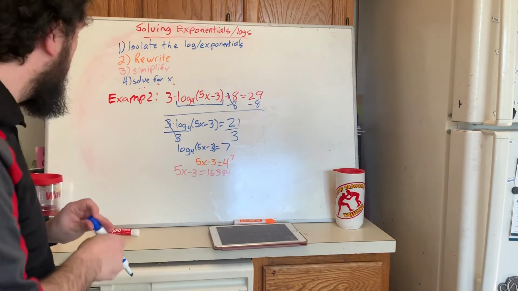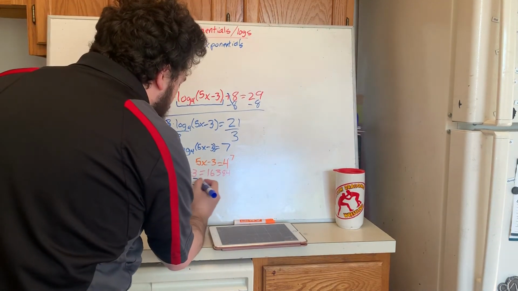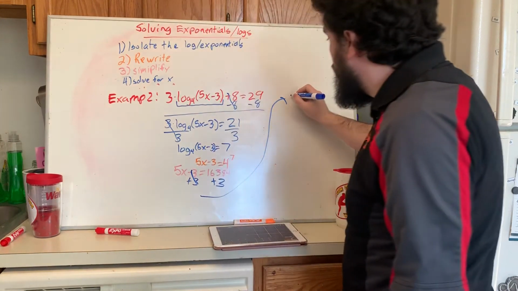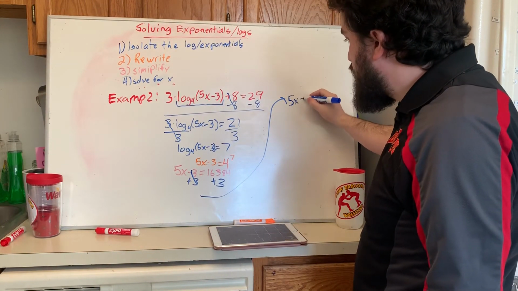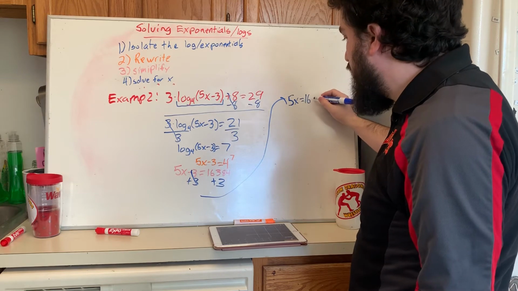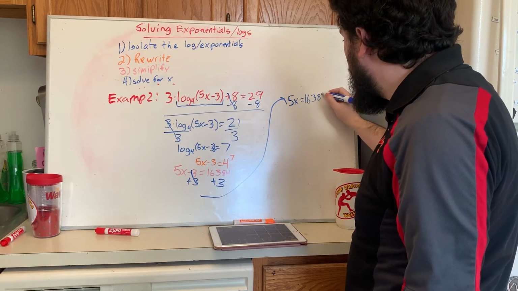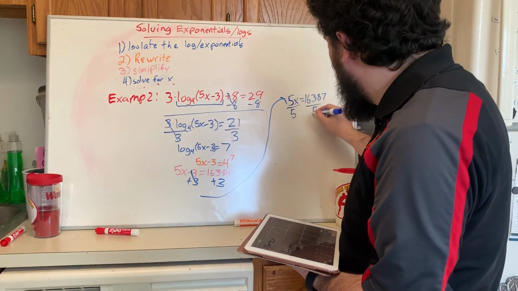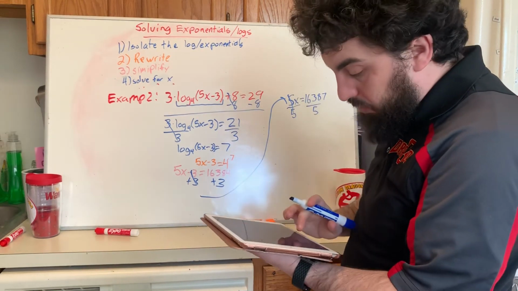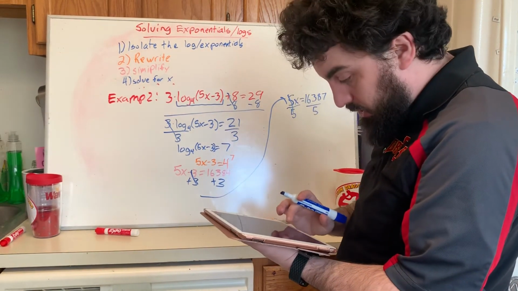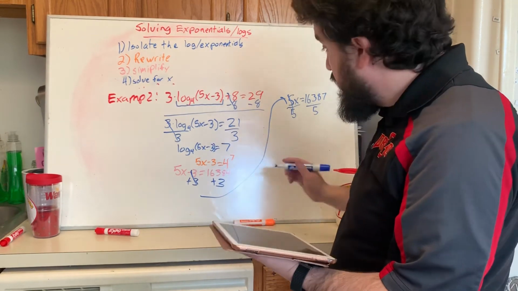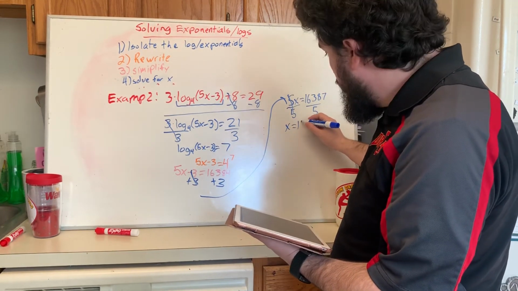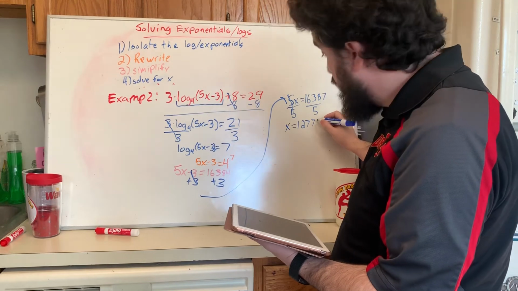Now this number is big. This is just, hey, solve for x. So let's add 3 to both sides. I'm going to continue my work up here. So it will give me 5x is equal to 16,387. So dividing this by 5, again, this is probably something you just might want to quickly grab a calculator for, and that's okay. And that gives me x is equal to 1,277.4.